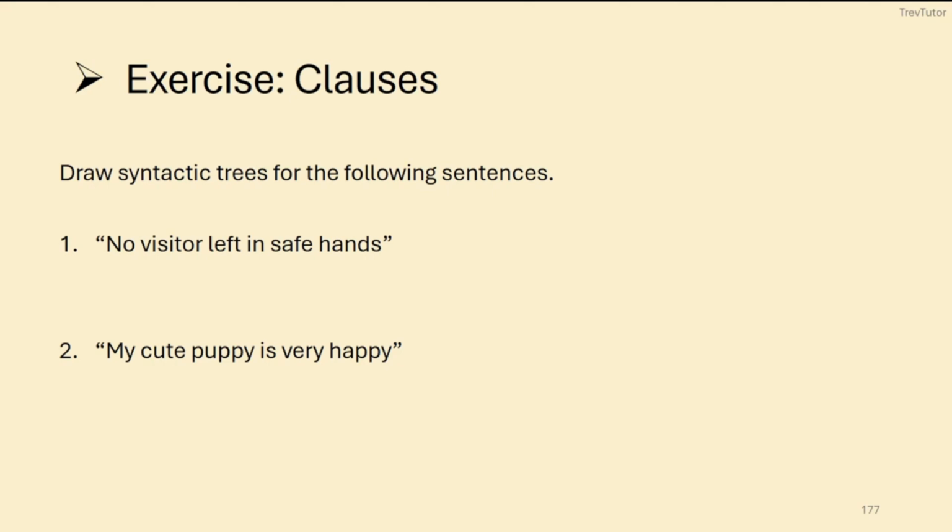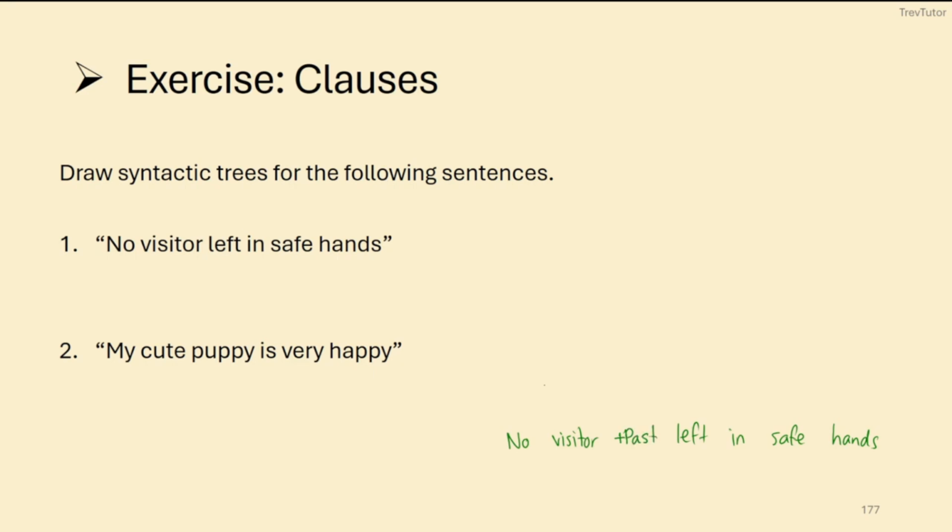No visitor left in safe hands, and my cute puppy is very happy. So I'm going to do the first one bottom up. So we'll do "no visitor left in safe hands." And then we'll build our structure up. For the second one, we'll do top down. So the thing with doing things bottom up is we need to leave room for tense. So usually we'll put tense right before the predicate. So this is "no visitor left in safe hands." Left is past tense, so we'll write this as plus past.